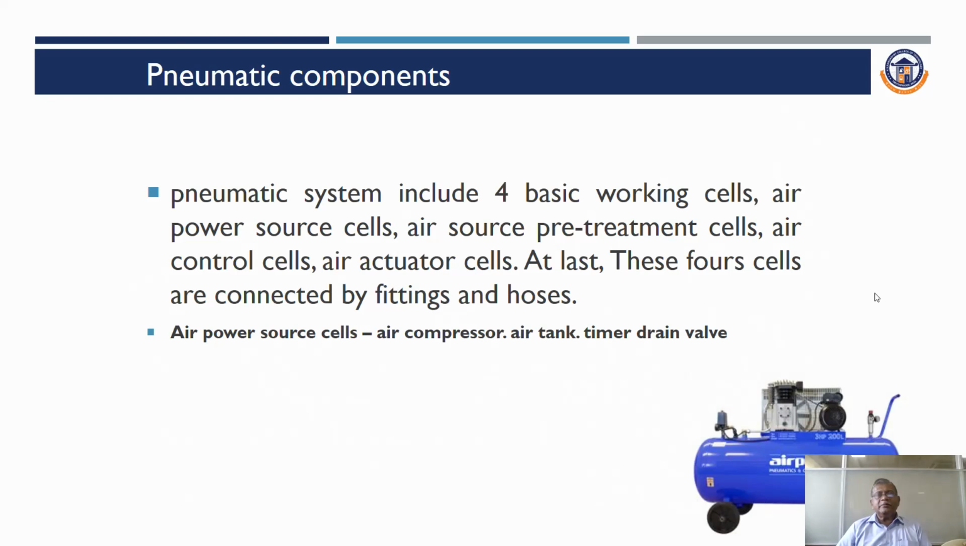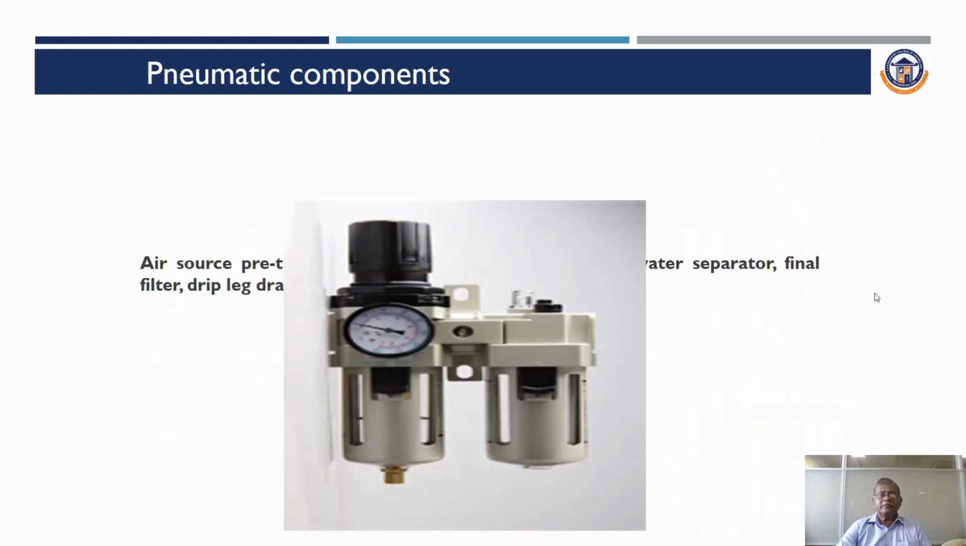So a pneumatic system includes four basic working cells: air power source cell, air source pre-treatment cell, air control cell, air actuator cell. So for pneumatic components, we have a pressure regulator and filter.